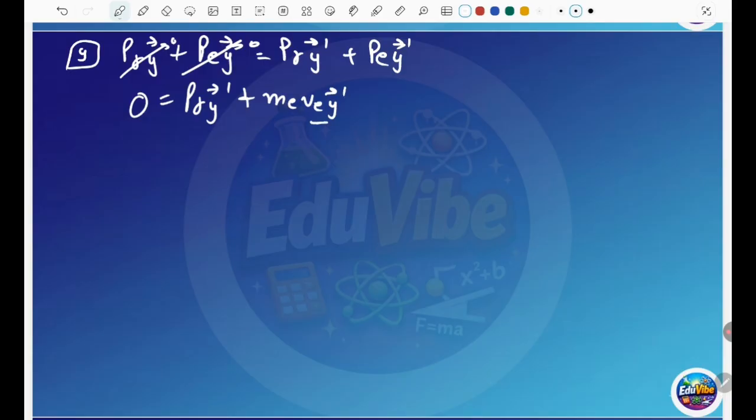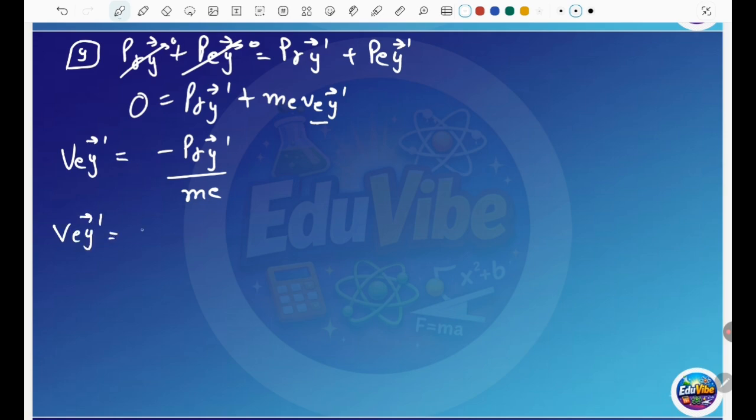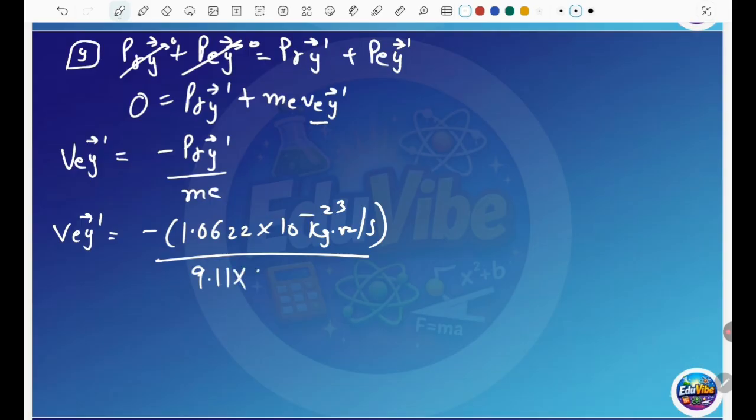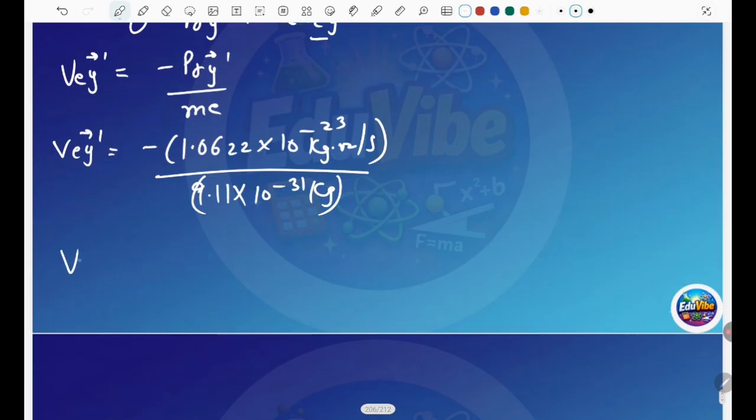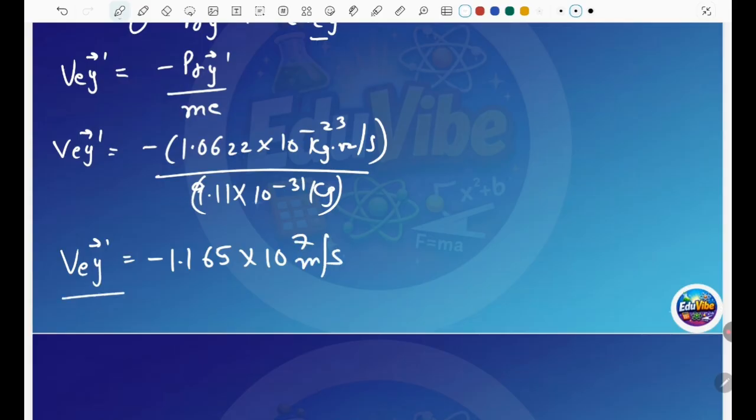So we want the electron's velocity at y. This is equal to minus of this upon me. So this thing is equal to minus 1.0622, which we already found in the first line, divided by again the mass of the electron, and then we find about minus 1.165 into 10 raised to power 7 meter per second.